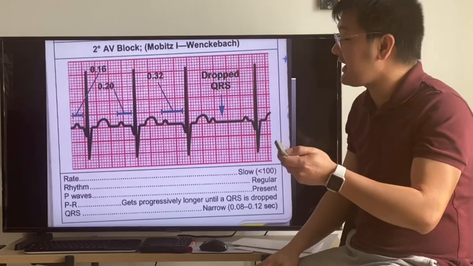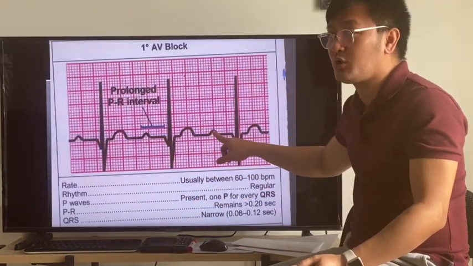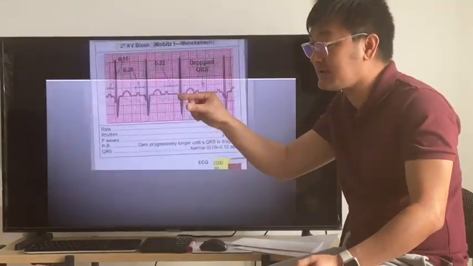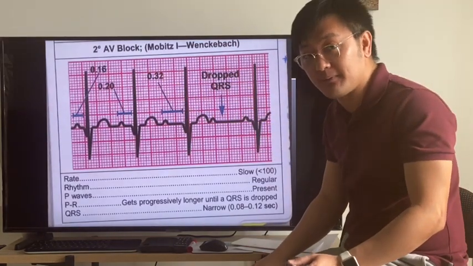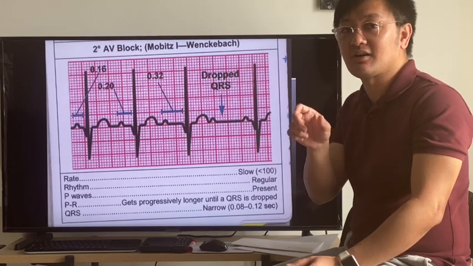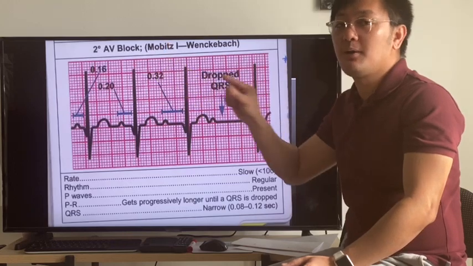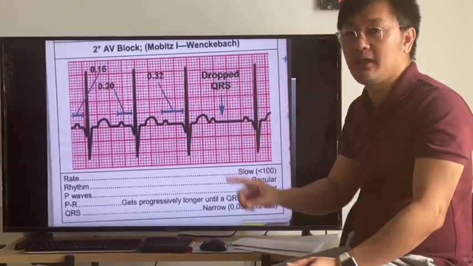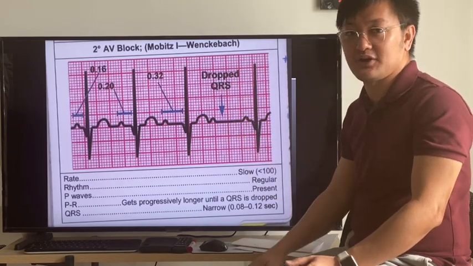In your first degree AV block, all PR intervals are consistently prolonged. But the moment that your PR interval gets progressively longer, that becomes your second degree AV block, Mobitz 1. Okay? So in first degree, PR consistently prolonged. In second degree, Mobitz 1, PR gets progressively longer. Waves are complete. One P wave in every QRS, one T wave after QRS.